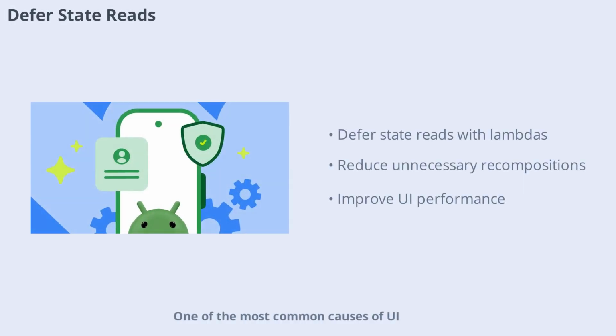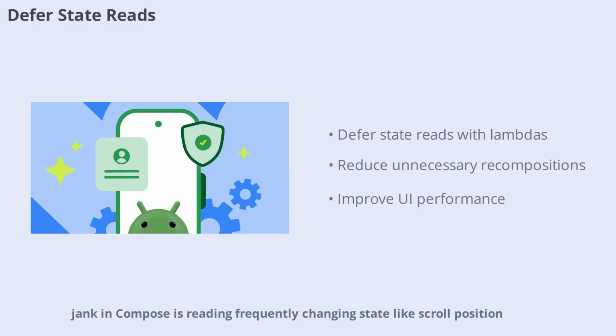One of the most common causes of UI jank in Compose is reading frequently changing state, like scroll position, directly during the composition phase. If you pass a constantly changing value as a parameter, you'll trigger recomposition on every frame, which can tank performance. Instead, senior developers pass a lambda to defer the read to the layout or draw phase. This simple change can dramatically reduce unnecessary recompositions and keep your UI smooth, even with complex interaction.